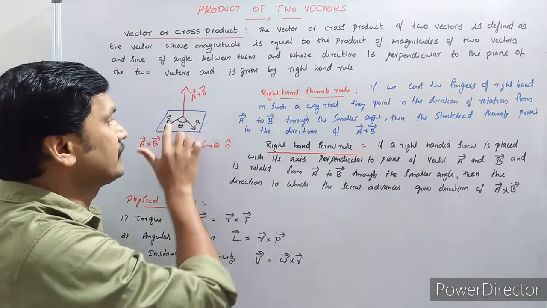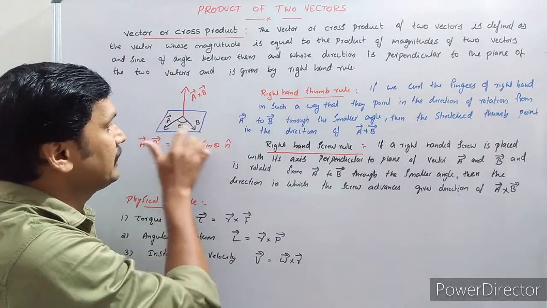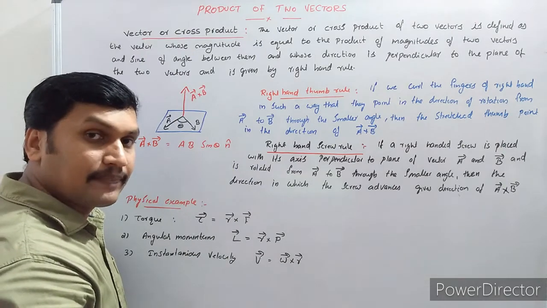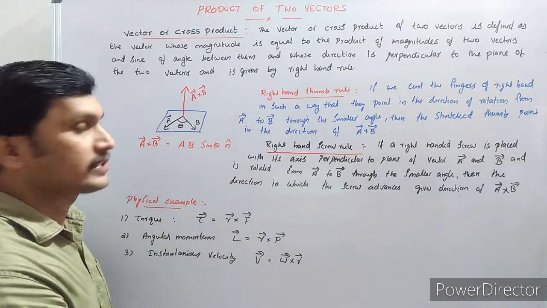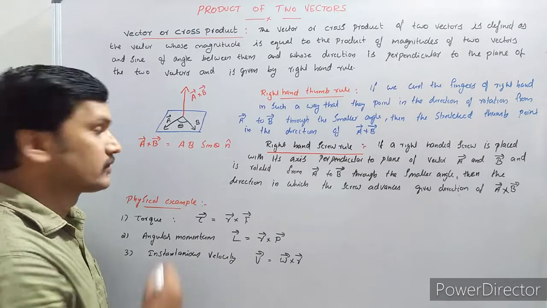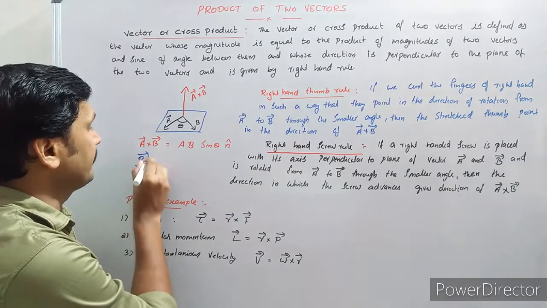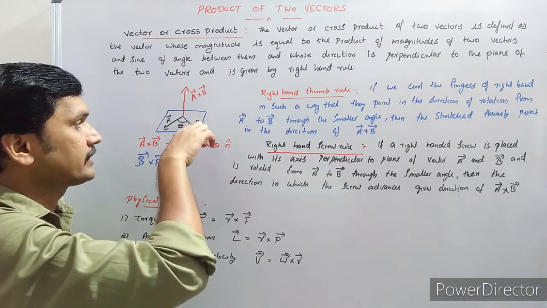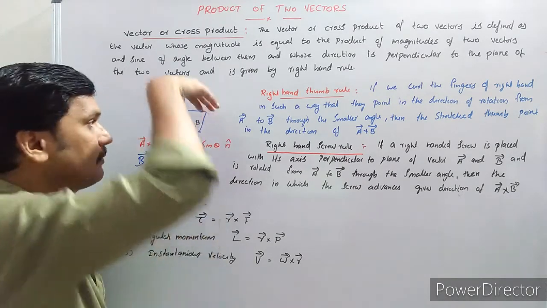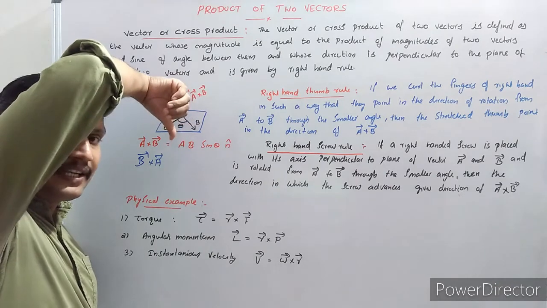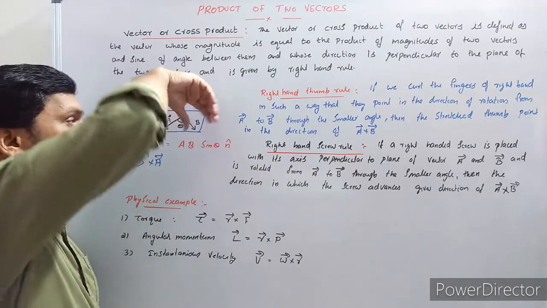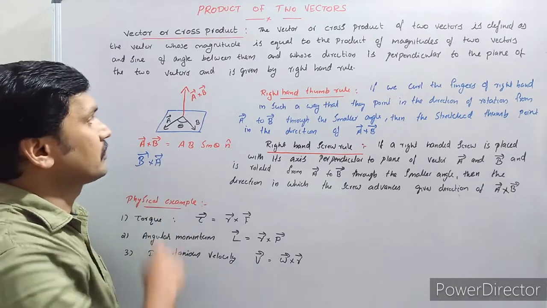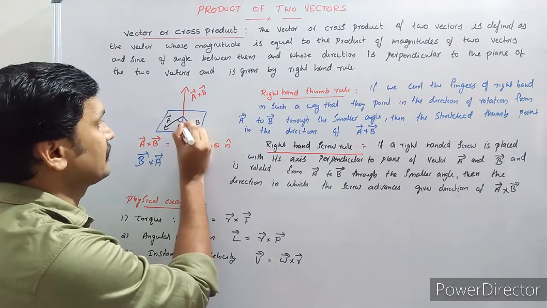A cross B is not in this plane, it is perpendicular to the plane of A and B, in the upward direction. But if you want to find B cross A, then hold the curl from B to A, through the smallest angle from B to A, like this. Then my thumb comes downward.